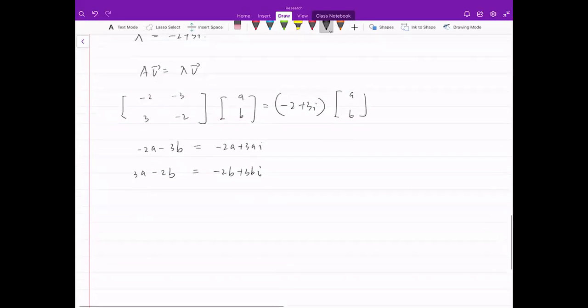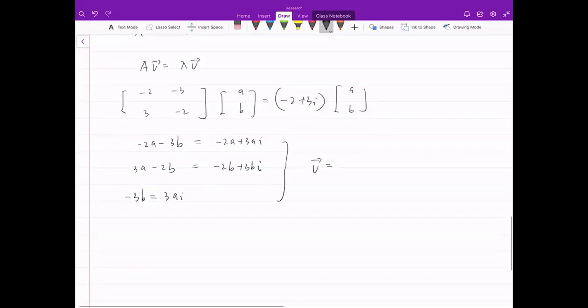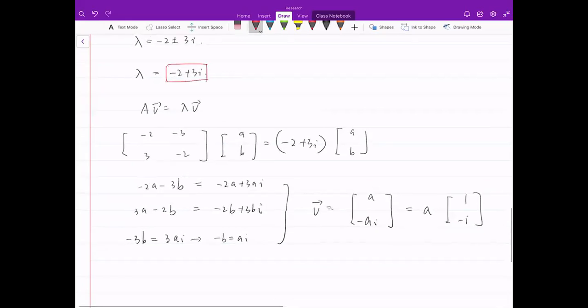Okay, in this way, I can solve for a and b. This implies 3b equals 3ai. Therefore, negative 3b equals plus 3ai. Yes, v equals a times (1, negative i). All right, that's the eigenvalue. That's the eigenvector.